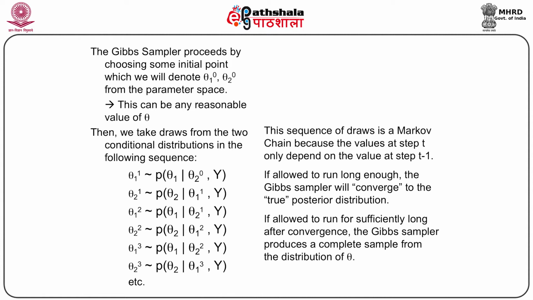This sequence of draws is a Markov chain because the values at step t only depend on the value at step t minus 1. If allowed to run long enough, the Gibbs sampler will converge to the true posterior distribution. If allowed to run for sufficiently long after convergence, the Gibbs sampler produces a complete sample from the distribution of theta.